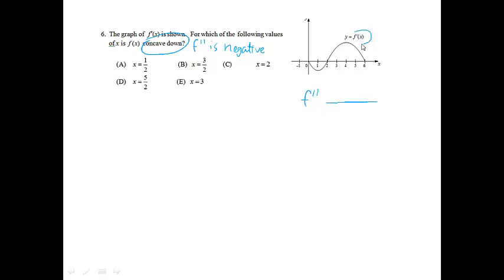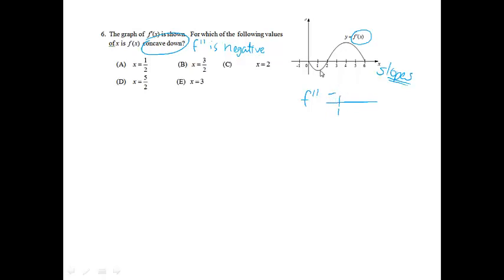Right now I'm at f prime. So to get from f prime to f double prime, I'm going down a level, so I'm going to be looking at the slopes. I notice that the slopes are going down until I get to 1, so f double prime will be negative.